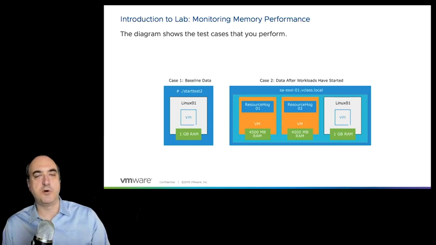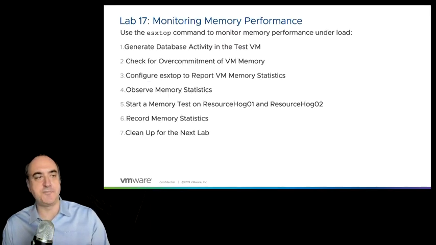We're going to record baselines with the machine by itself, and then we're going to add the contention, right? So these are our steps. You're going to gather the baseline with the database activity with the test VM all by itself, and then we're going to check what kind of overcommitment there should be.